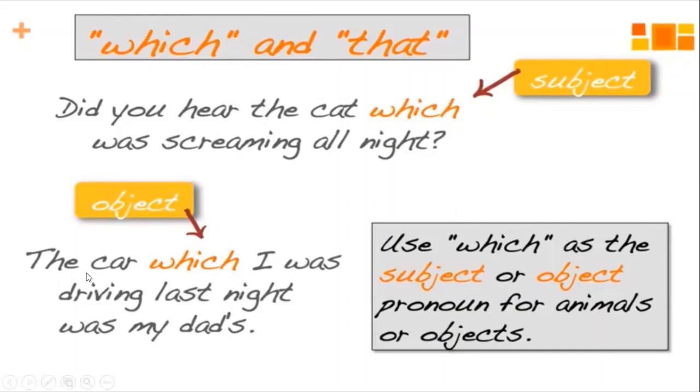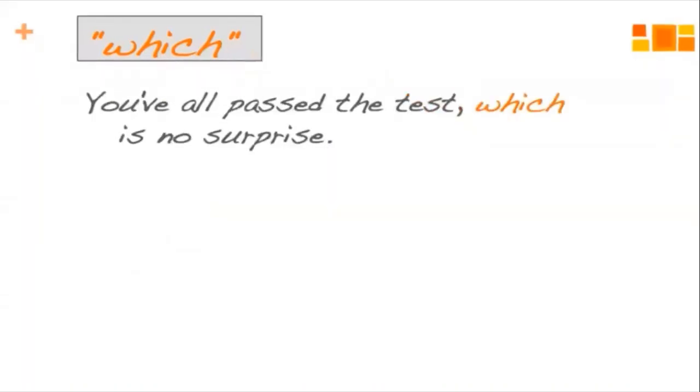Now, the car which I was driving last night was my dad's. This is the object version, right? But is this a defining or a non-defining clause, guys? What do you think? Defining or non-defining? Defining. All right, this is defining, right? Because, of course, you are telling me which is the car I was driving last night. In this case, my father's. Good, good. You can always use that too.